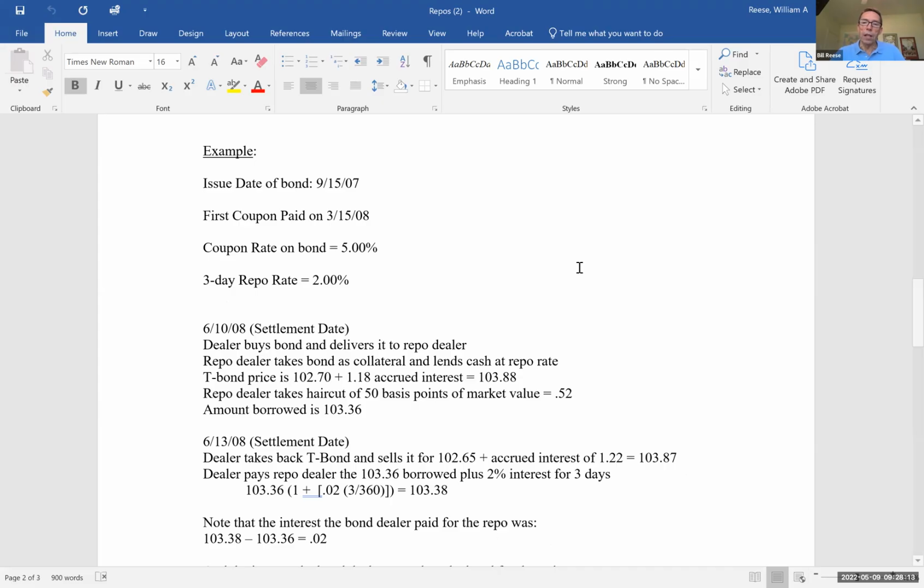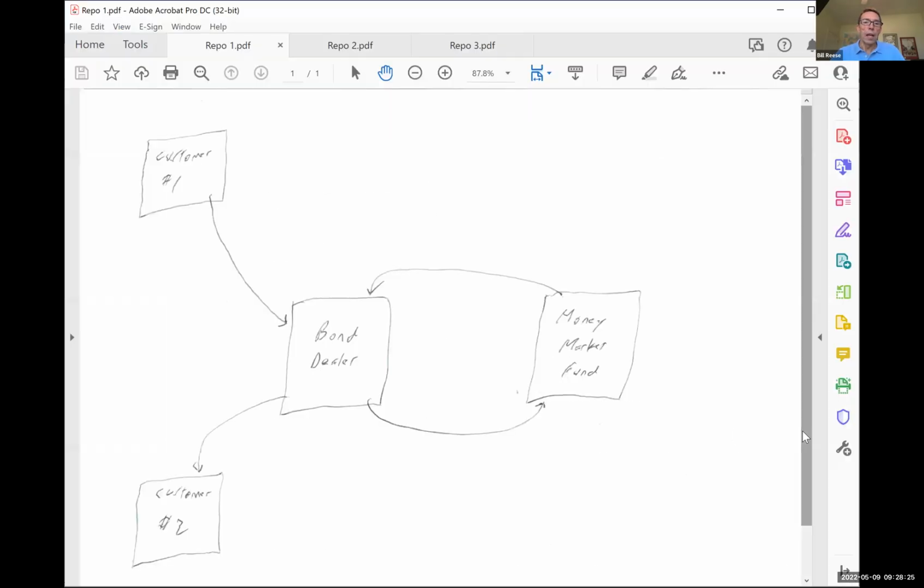So what I've done is I have drawn a diagram of how this particular repo is going to work that we're going to go through here. Let me bring that up. And so here is my first diagram. The bond dealer is going to be initiating the repo, and the reason why is because the bond dealer is going to be buying a bond from customer number one.